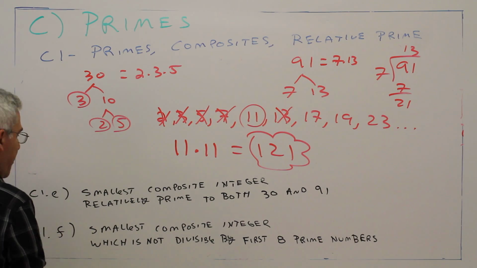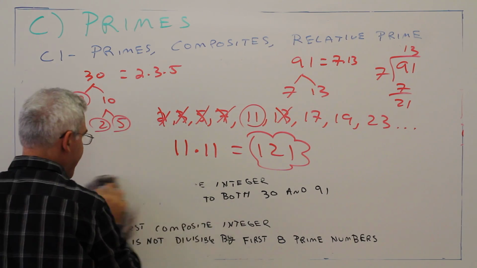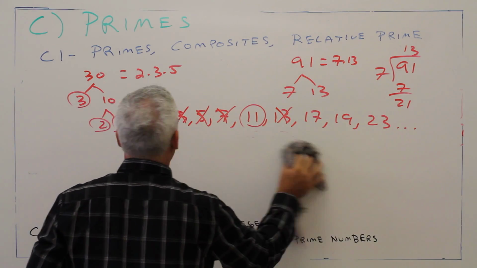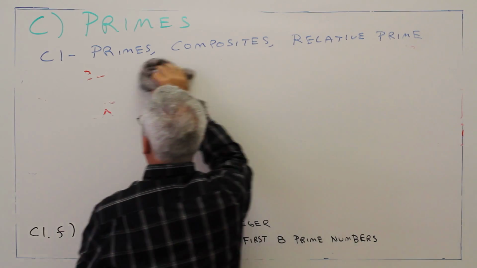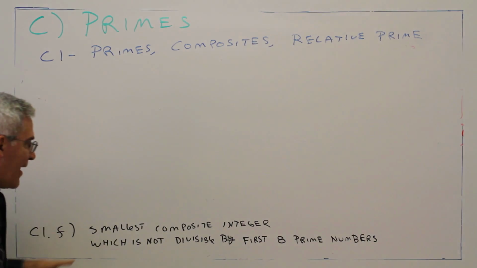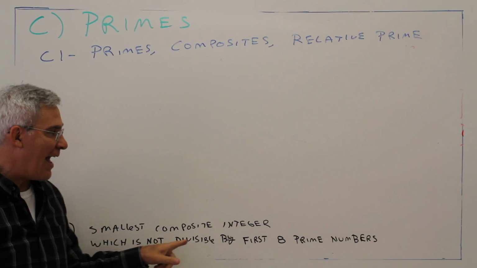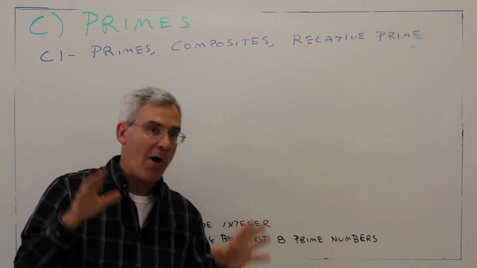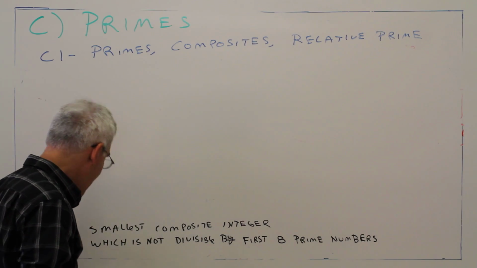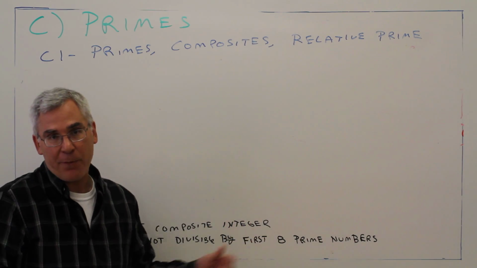Okay, and now the last problem, problem F. Let me erase this. It states, find the smallest composite integer which is not divisible by the first 8 prime numbers. Again, get in the habit of pausing the video, stopping the video, checking for answers later. So let's write down the first 8 prime numbers.